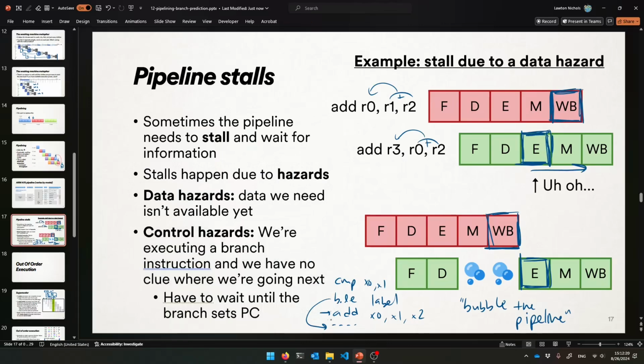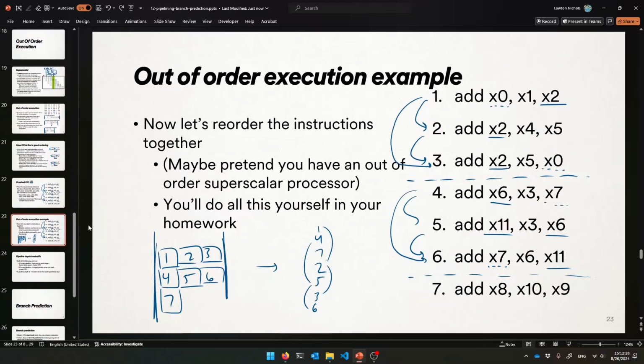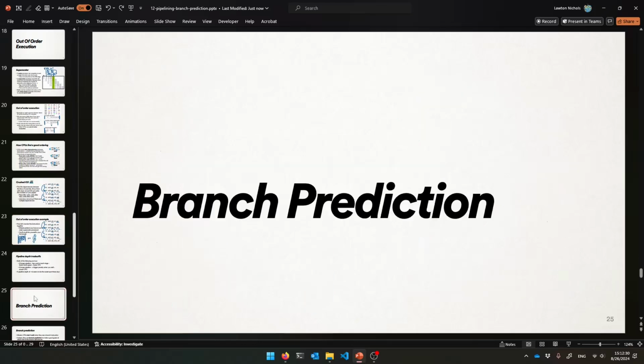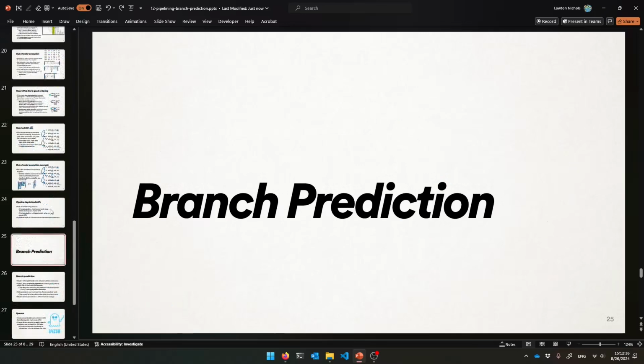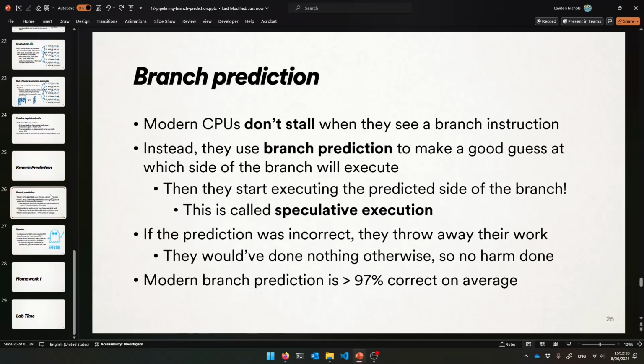Because we're doing this branch, we really don't know which instruction to execute. Is it the add or is it the thing that the branch takes? Do we do that or do we not do it? So let's figure it out. The secret is to do both, or make a really good guess. Those are your two options. So branch prediction is all about guessing which side of that branch to go down. Modern CPUs do not stall when they see a branch instruction. Instead, they're like, all right, this guy could go here or here.